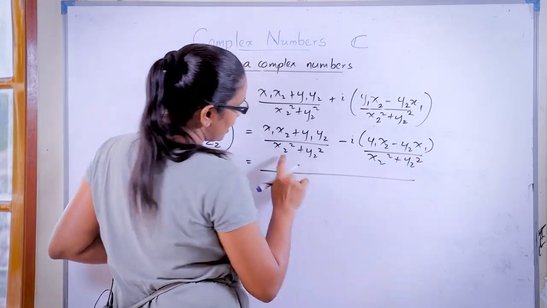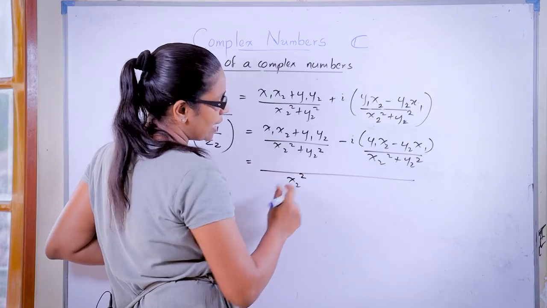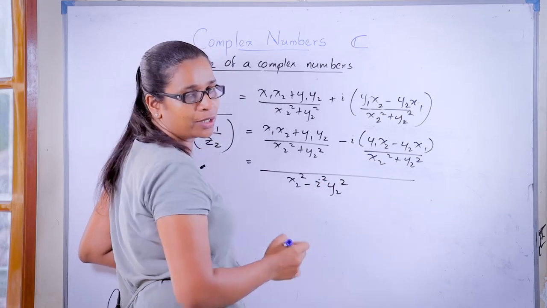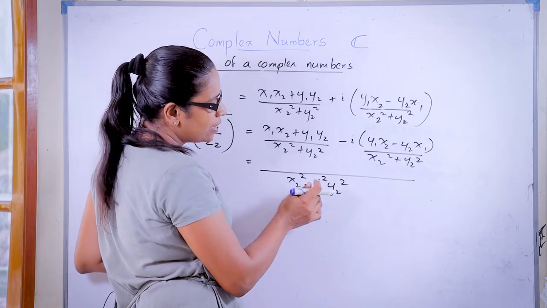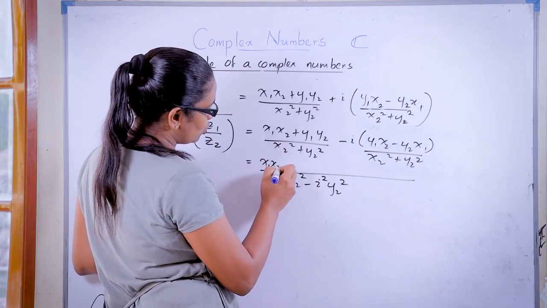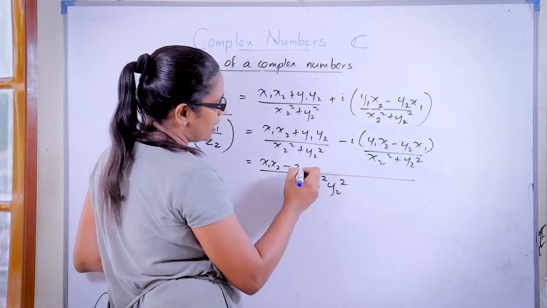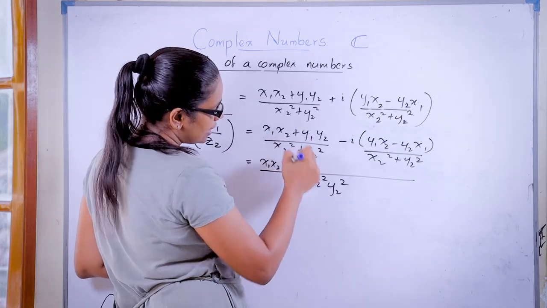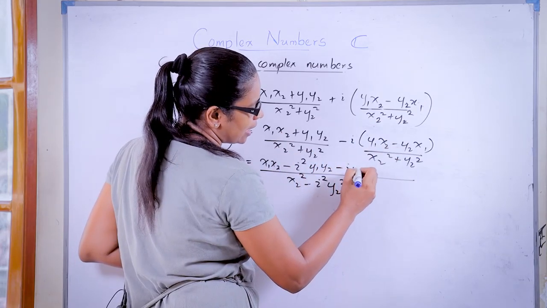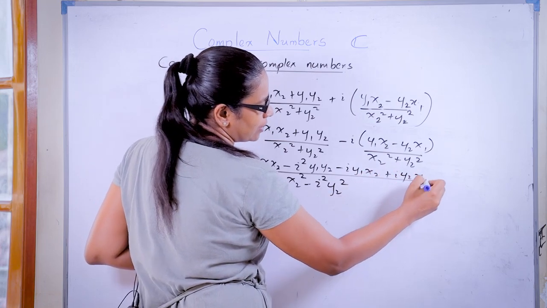Now let's consider this one. x2 squared plus y2 squared. I am going to write this one as x2 squared minus i squared y2 squared. Okay, i squared means minus 1. This is the same as this denominator. Okay, here x1 x2 plus. Instead of plus, I will put minus and write down i squared. Again, it is plus y1 y2. Remove the bracket, minus i y1 x2 plus i y2 x1.